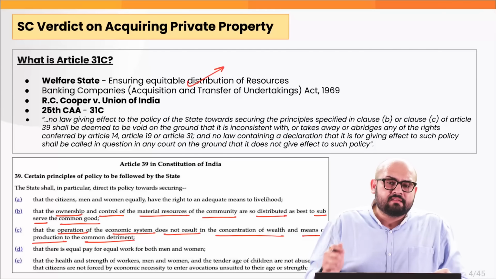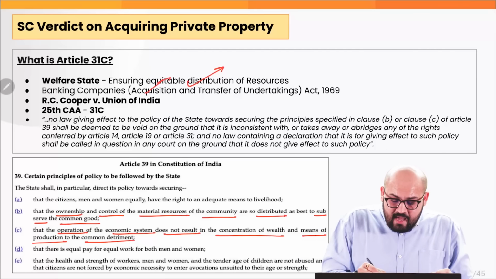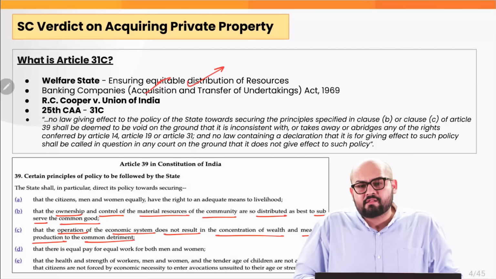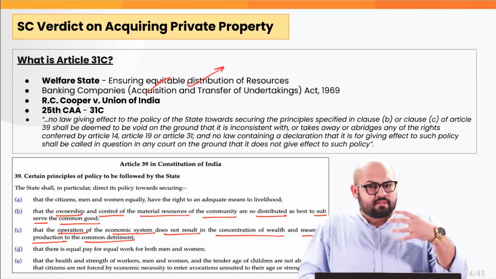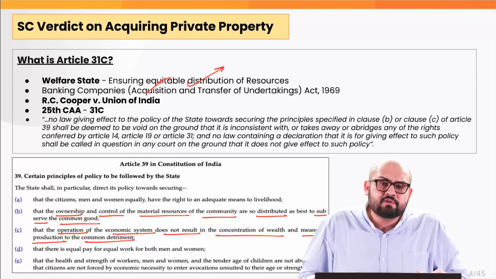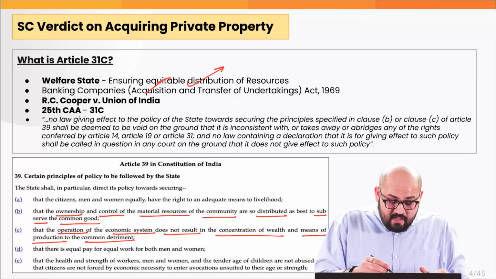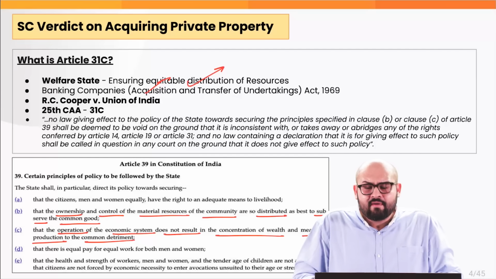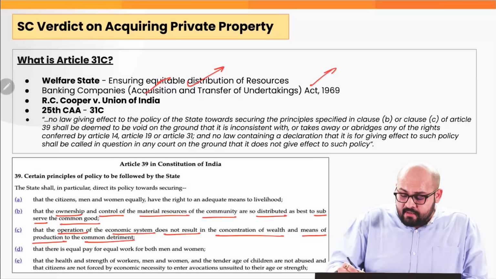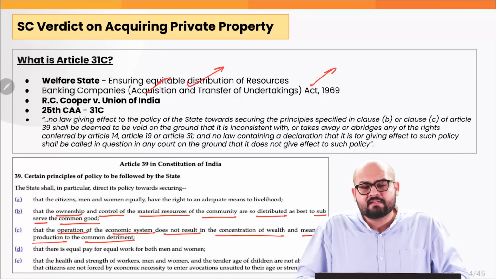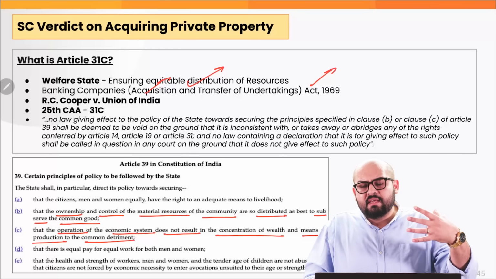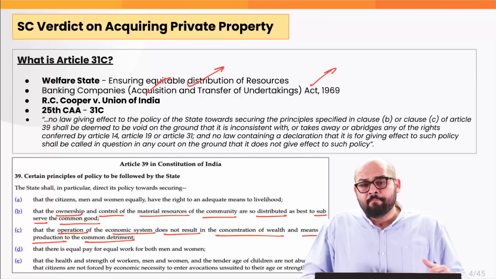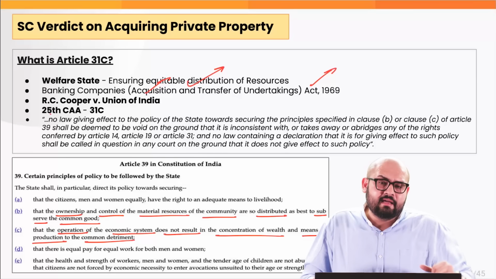So that was the reason for the Banking Companies Act of 1969, under which a lot of private banks were nationalized. This case was taken up in the Supreme Court, famously known as R.C. Cooper versus Union of India, or the bank nationalization case, where the Supreme Court invalidated this act, right, and said that individuals have a right to property, and that cannot be arbitrarily infringed.